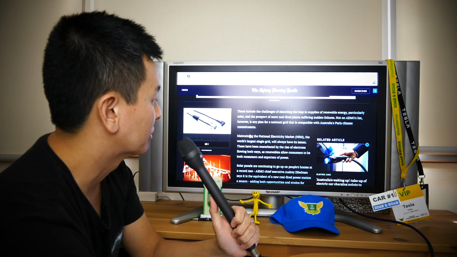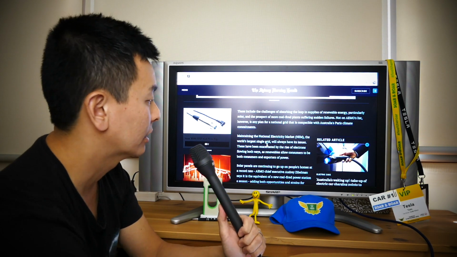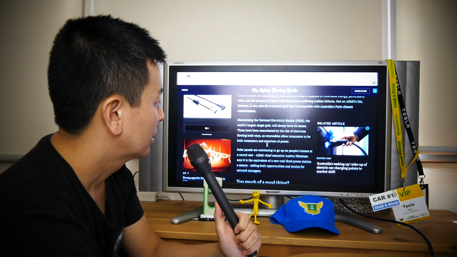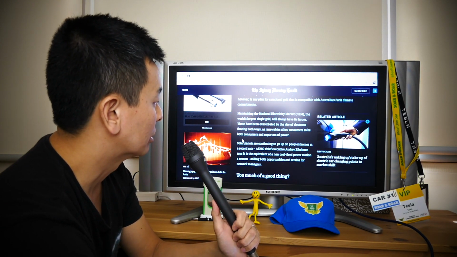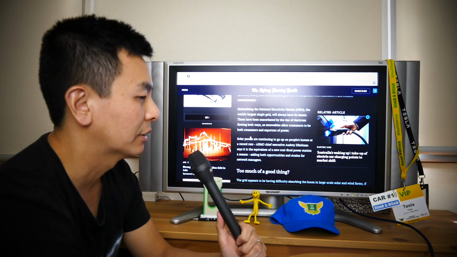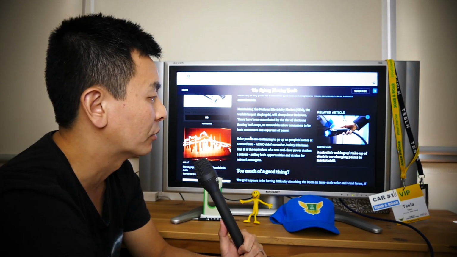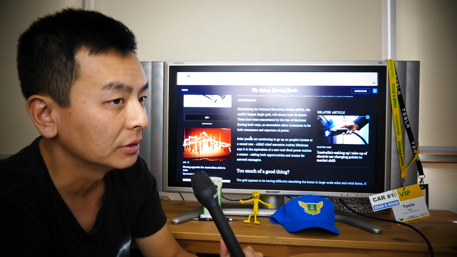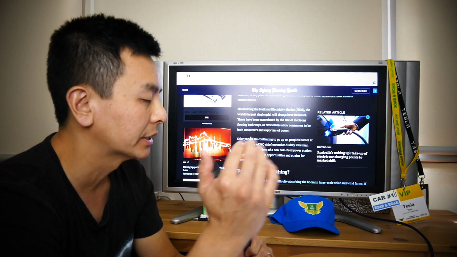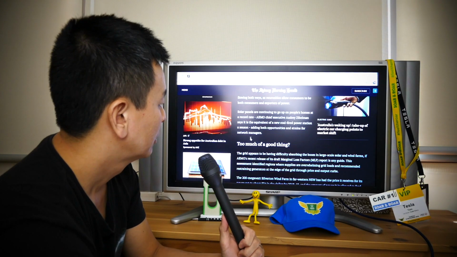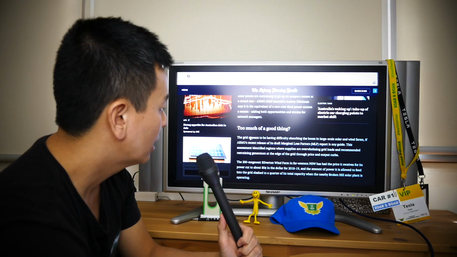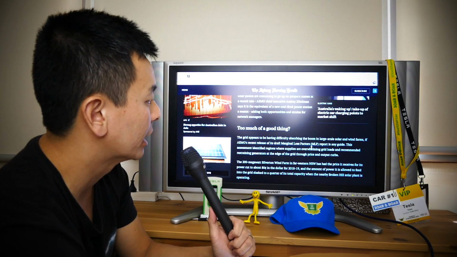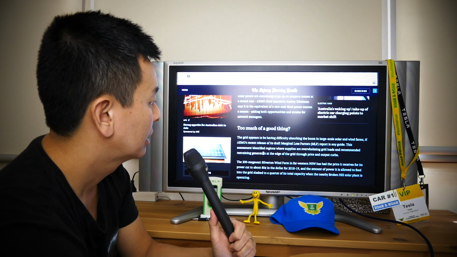Maintaining the national electricity market, the world's largest single grid, has always had its issues. Renewables allow consumers to be both consumers and exporters of power. So that's the feed-in tariff that us solar panel operators and buyers and owners have the ability to sell our power back to the grid. Too much of a good thing. Appears to have difficulty absorbing the boom in large-scale solar and wind farms.